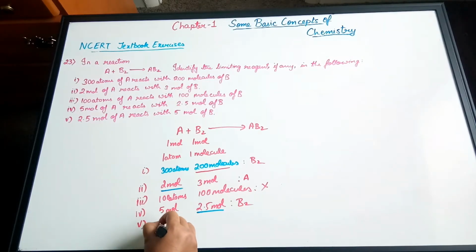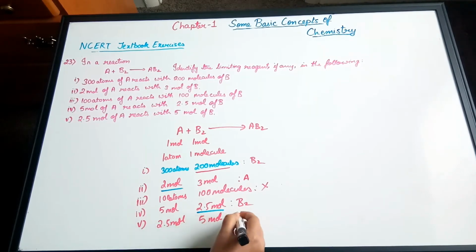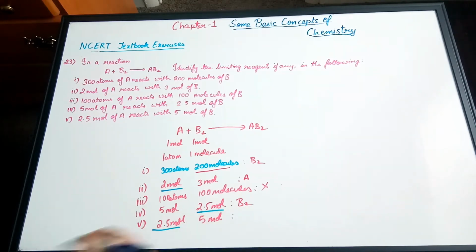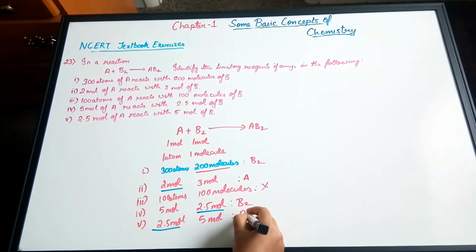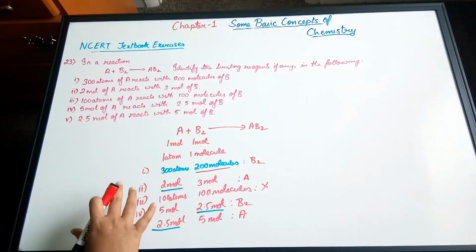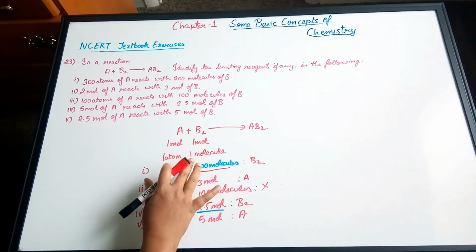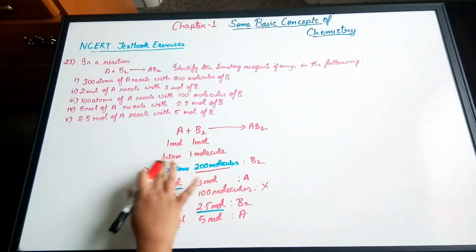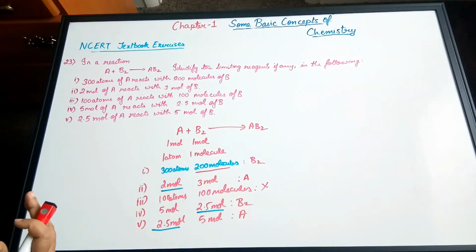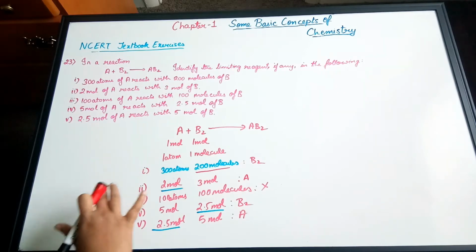Similarly, 2.5 moles of A reacts with 5 moles of B2, which means this has just gotten flipped. So our 2.5 moles is the limiting reagent. So A is the limiting reagent. Whichever substance gets used up completely in a chemical reaction is the limiting reagent. And since in this particular reaction, based on its stoichiometric equation, it is in a 1:1 ratio, the simple trick to remember is that whichever substance is in lesser quantity automatically becomes the limiting reagent.